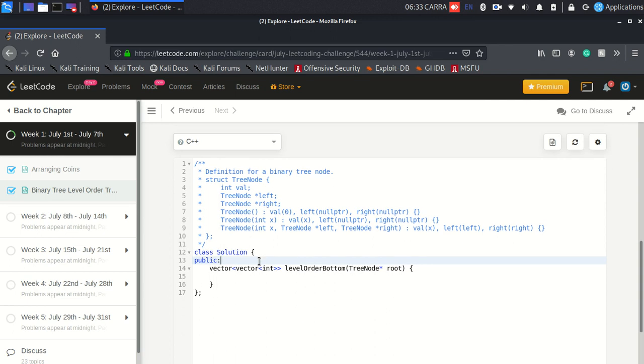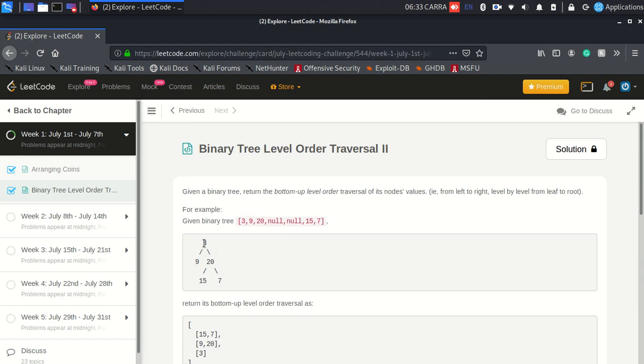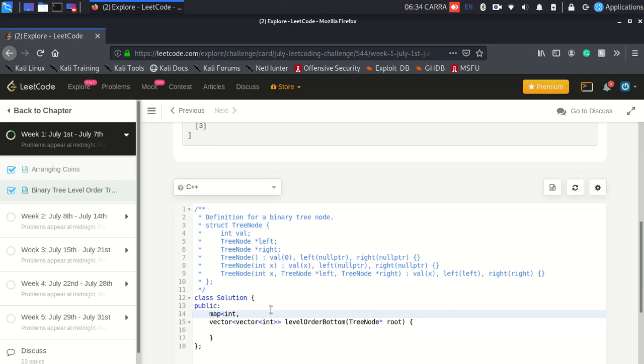So it's pretty much intuitive to use a map. I'll use a map which has an integer key, whether it's 1 or 2 or 3, and each key will have a vector, because 9 and 20 would be stored in a data structure as a vector, and this vector would be the value at the key 2. So this whole data structure that we designed stores the levels, level 1, level 2, level 3, and for each level the corresponding vector, which includes all the nodes in that particular level. So I'll have a map of int and vector.